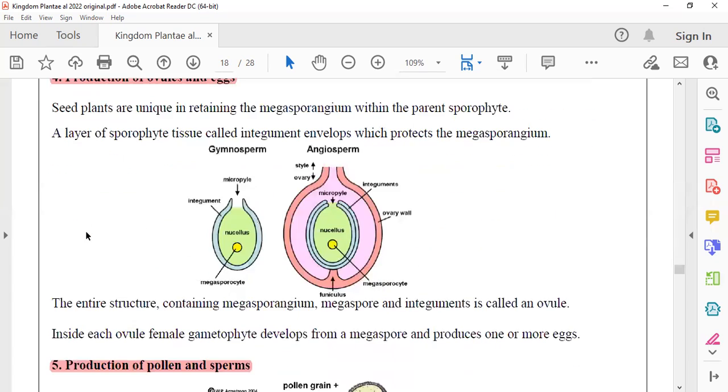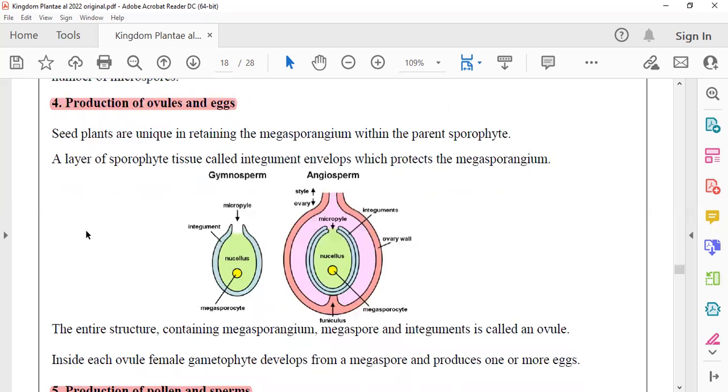Fine. Next it is ovule. You know the main role of ovule, right? Seed plants are unique in retaining the megasporangium within the parent sporophyte. In this picture, megasporangium means one single tissue, right? Yes, sir. According to this picture, nucellus plus megasporocyte together called megasporangium. That's how they are telling now. One mother cell will undergo meiosis and produce 4 megaspores. One will be functional. The rest of the megasporangial tissue will be nucellus, correct?